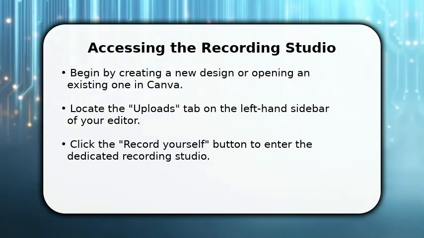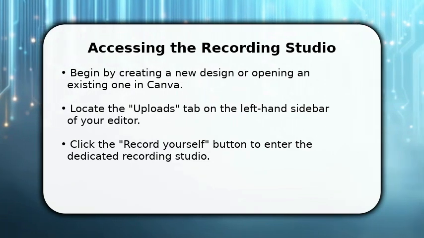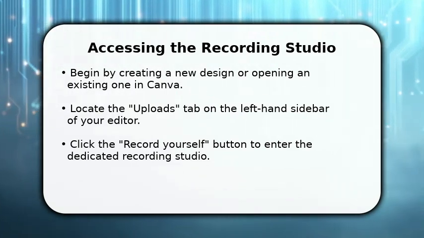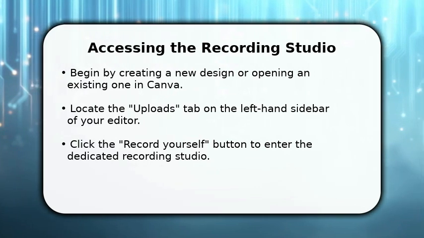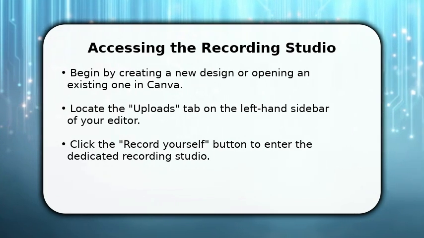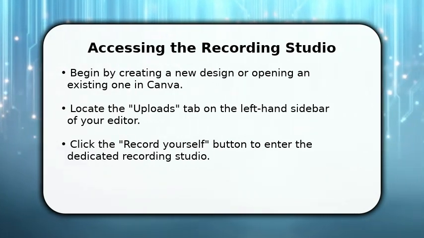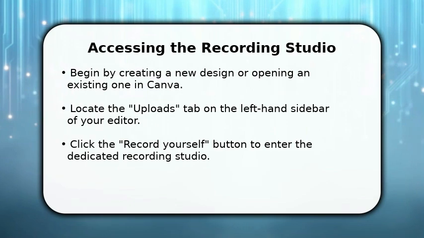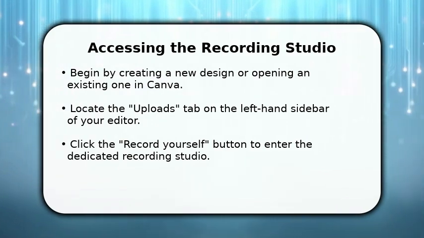First, open Canva and start a new design, like a video or presentation. On the left side of your screen, you'll find the Uploads tab. Click on it, and then select the Record Yourself button. This action will seamlessly take you to Canva's built-in recording studio, where all the magic happens.